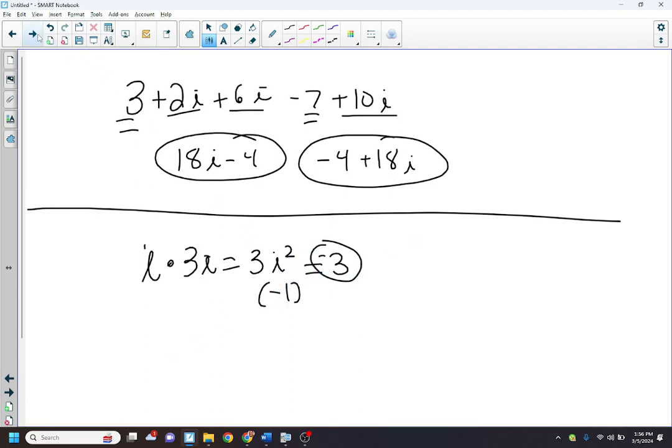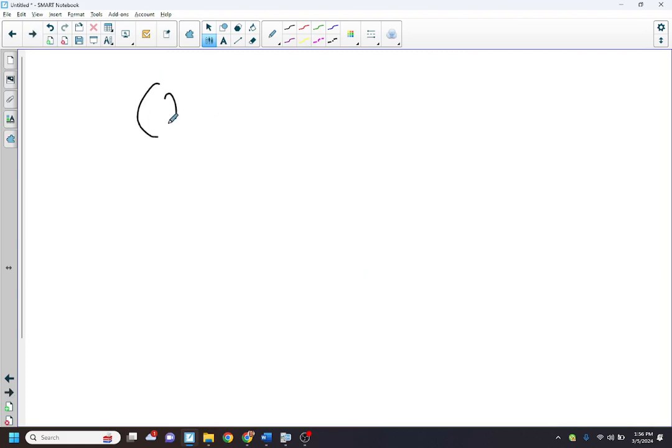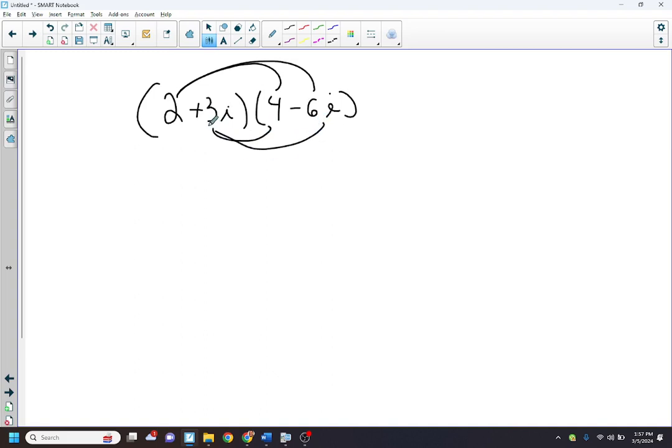So that could even happen when you do a foiling situation, like 2 plus 3i and 4 minus 6i. We're going to foil. 2 times 4 is 8. Then 2 times negative 6, negative 12i, and then 3i times 4 is also 12i, and then 3i times negative 6i is a negative 18i squared.